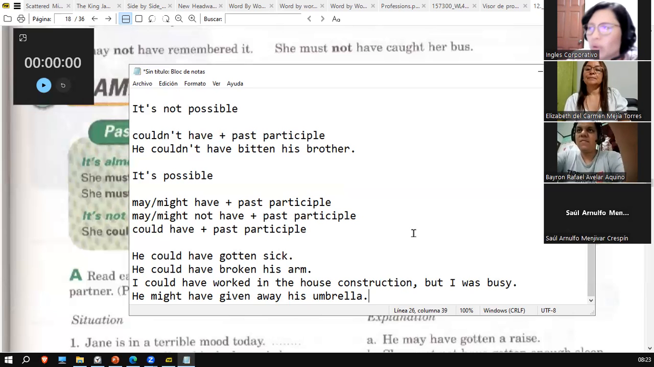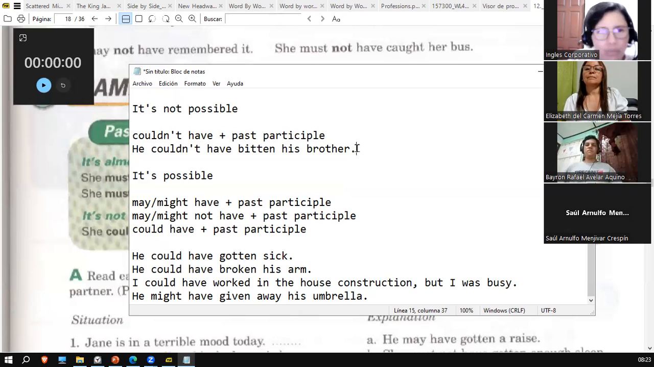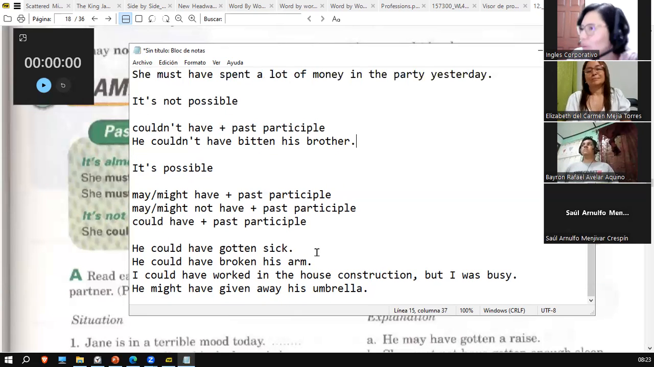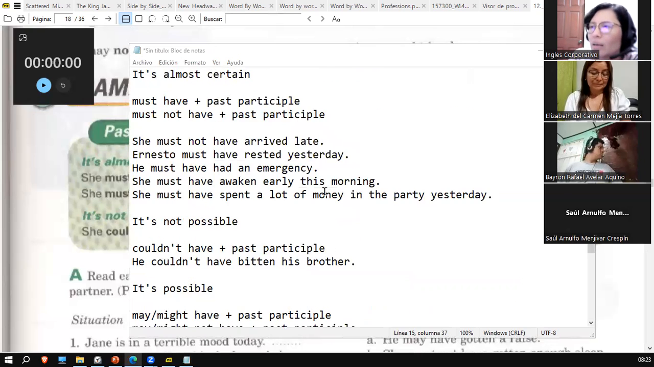And also, right, as you can see, well, this one, he couldn't have beaten his brother, ¿verdad? Encontramos pues al hermano de esta persona golpeado y dicen, pero solo estuvo con el hermano, pero no, he couldn't have beaten his brother. ¿Por qué? Because they love each other, se quieren mucho, and that wouldn't be possible, right? Okay, more examples, guys, more examples. Ya vieron que son súper fáciles, okay?